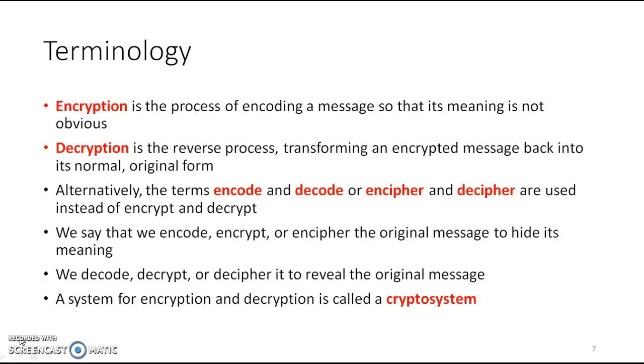Yes, that's obvious. A system for encryption and decryption is called a cryptosystem. A cryptosystem can be an equation, an algorithm, or a process. So it is a system for encryption and decryption.